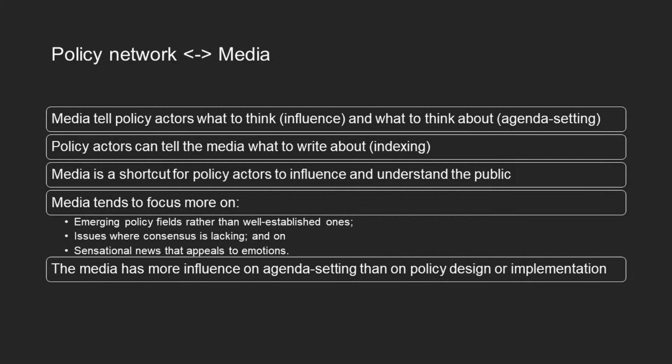And then in terms of influence, the media actually has more influence on agenda setting than on policy design or implementation. So it's mostly about, okay, what are important problems and what should policy focus on? But once this is set, the discussion moves to bureaucracy and policy design and trying to figure out solutions, and those spaces are much more silent.